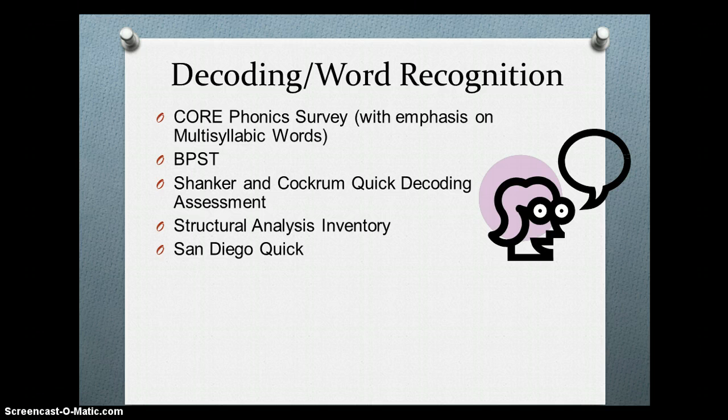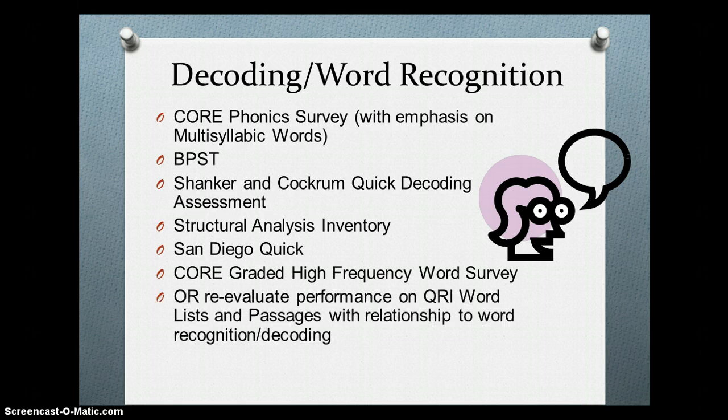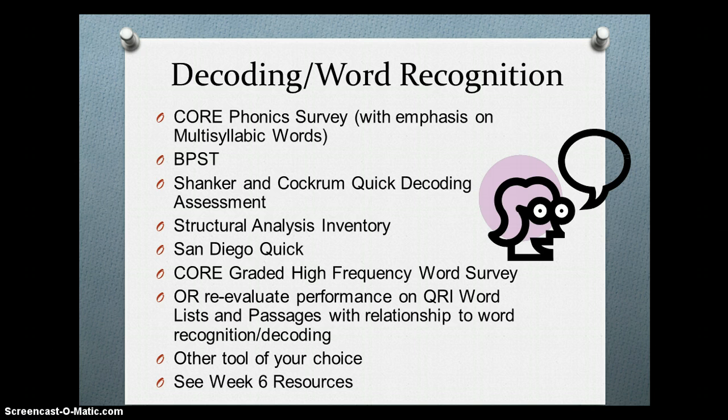Also, the San Diego Quick is a form of word recognition, and so you could do that as well, or the Core Graded High Frequency Word Survey. You could just go back to the QRI word list and reevaluate their performance on that, noticing any trends or patterns and seeing if there's a difference between their performance on the word list versus the word in context. You could select a different tool of your choice for decoding or word recognition and then see the resources back in week 6.